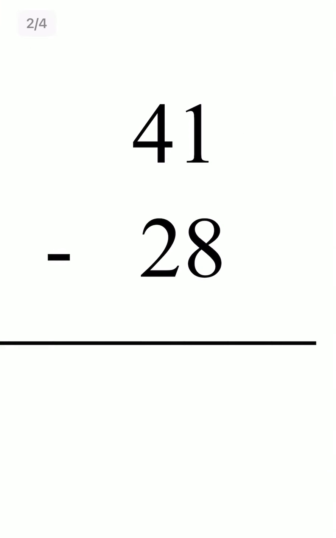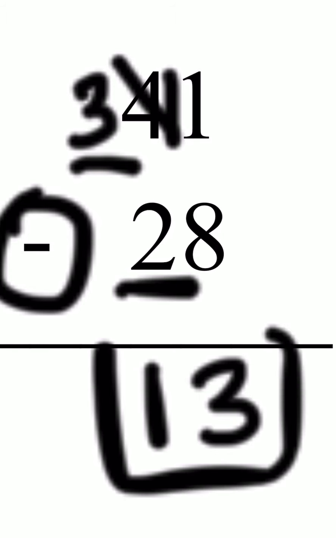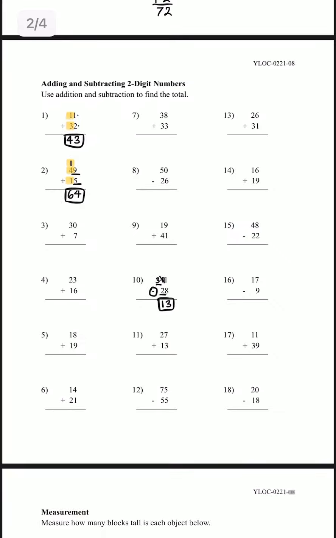For this part, we have subtraction. So we need to first subtract the ones place, but 8 is greater than 1, so we need to borrow from 4. And 4 would change to 3, and 1 would change to 11. Now we need to do 11 minus 8, which is 3. And 3 minus 2 is 1. So 13 is the answer for number 10.